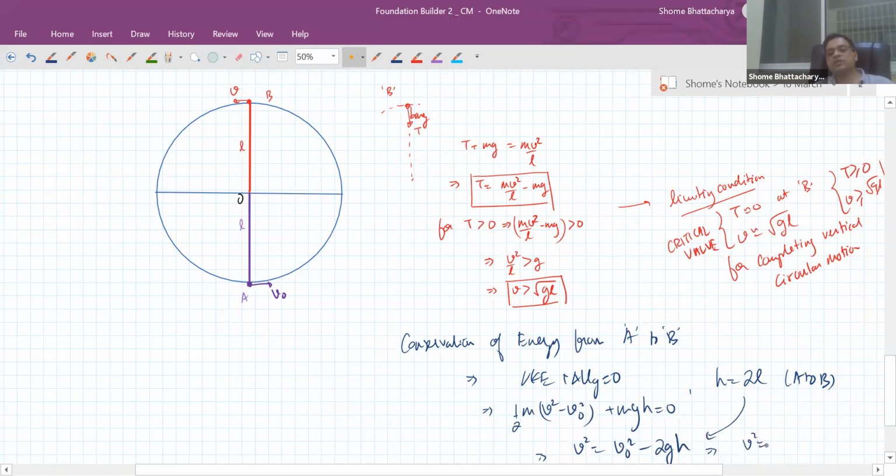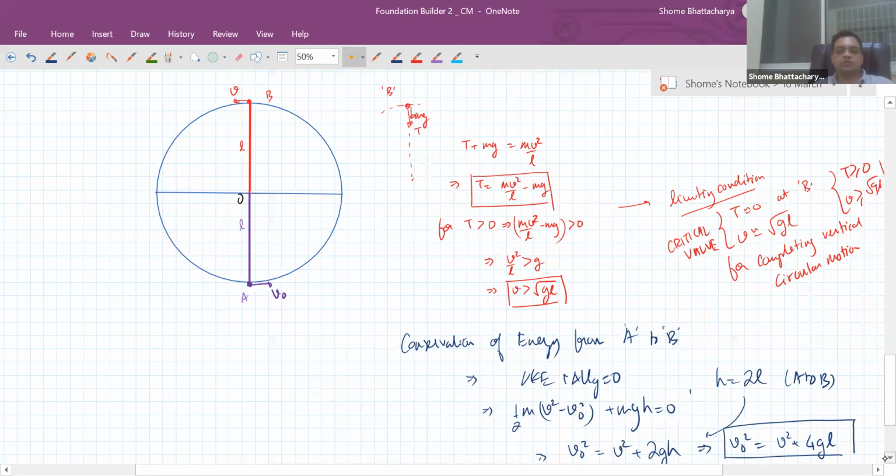So you get v square is, or actually it should be the other way around. We are calculating for v naught. You want to do the calculation for v naught. So v naught square is equal to v square plus 2gh. So v naught square is equal to v square plus 4gL. This is the condition. Okay.